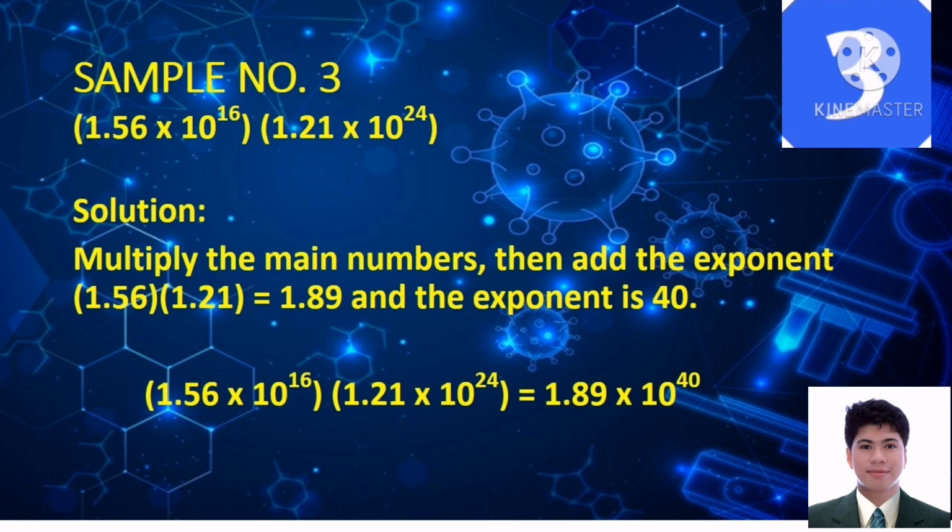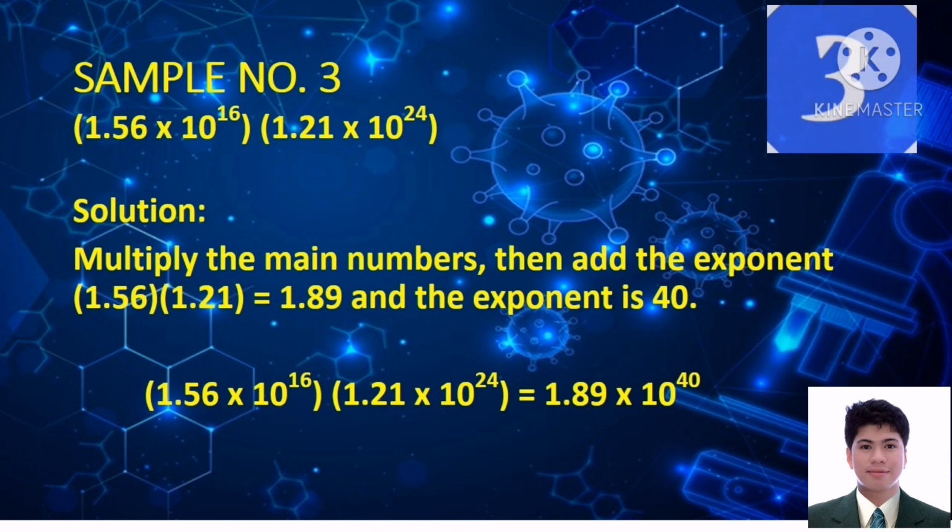Very good. At this point of time, we're going to multiply the main numbers, then add the exponents. 1.56 times 1.21 and then 16 plus 24. The answer would be 1.89 times 10 raised to 40.